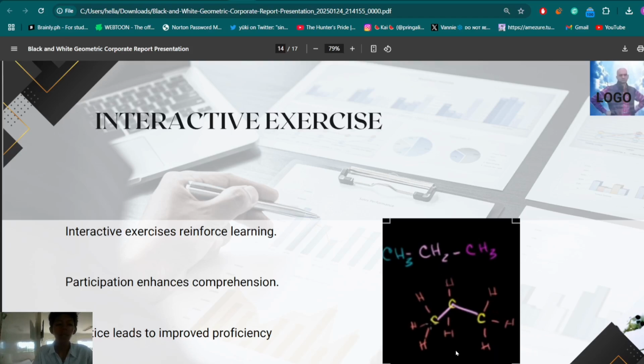Interactive exercises reinforce learning. Participation enhances comprehension. Practice leads to improved proficiency.